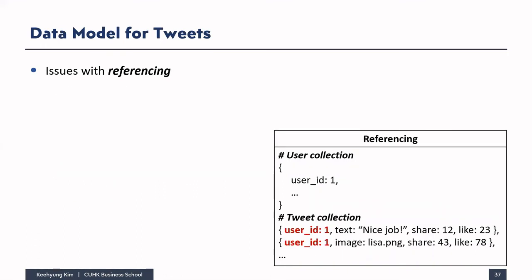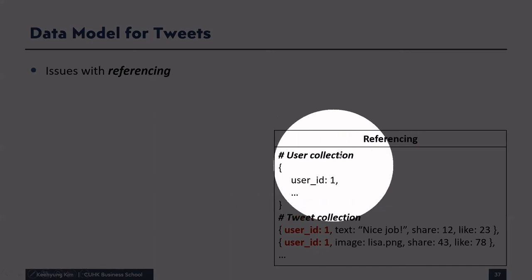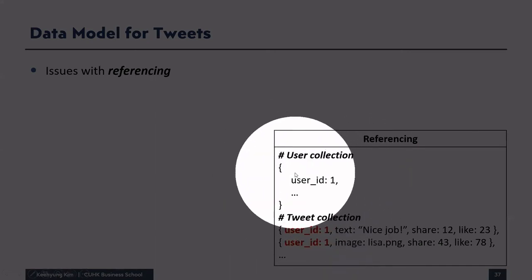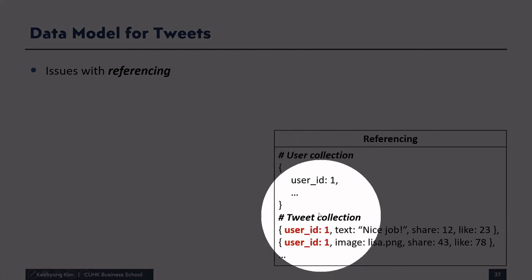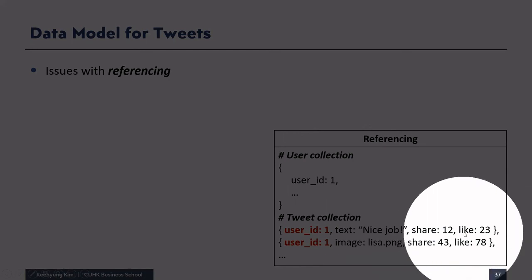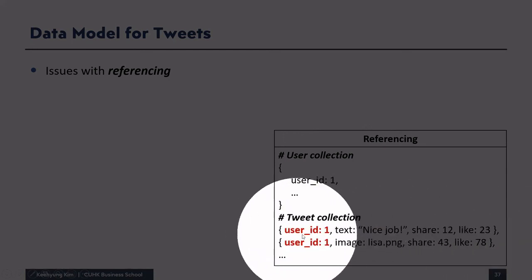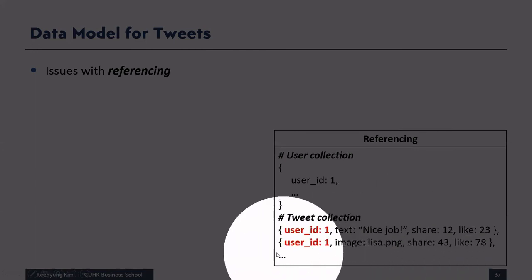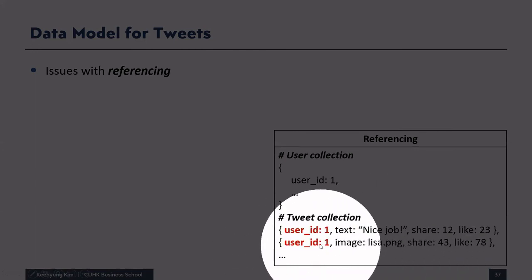Then let's think about the referencing approach. What if we use a referencing approach in this case? We will create the user collection and tweet collection separately. In the user collection, we will have a user document for each user, and in the tweet collection, each document will be a single tweet. One tweet will be "nice job", with the share and like numbers here, and it is written by user ID 1. The second tweet, same, there is an image, and it is written by user ID 1.